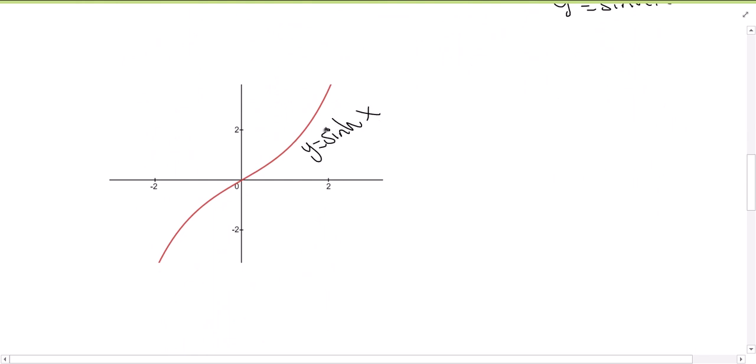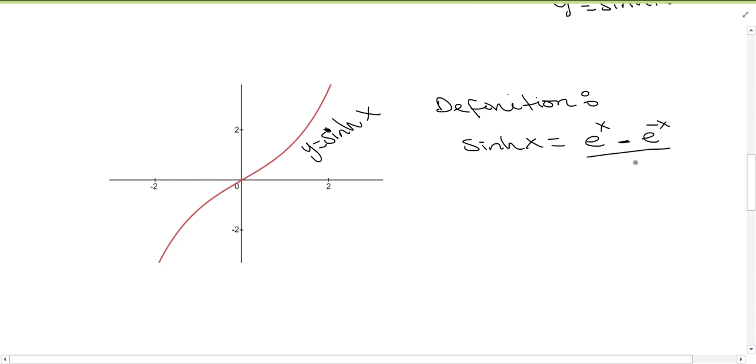And now this is the definition of the hyperbolic sine. It's quite interesting. So sinh of x is defined to be the average of e to the x minus e to the minus x. Oh, sorry, wait. Sinh is e to the x minus e to the minus x, over 2. And so that's what sinh x is equal to.